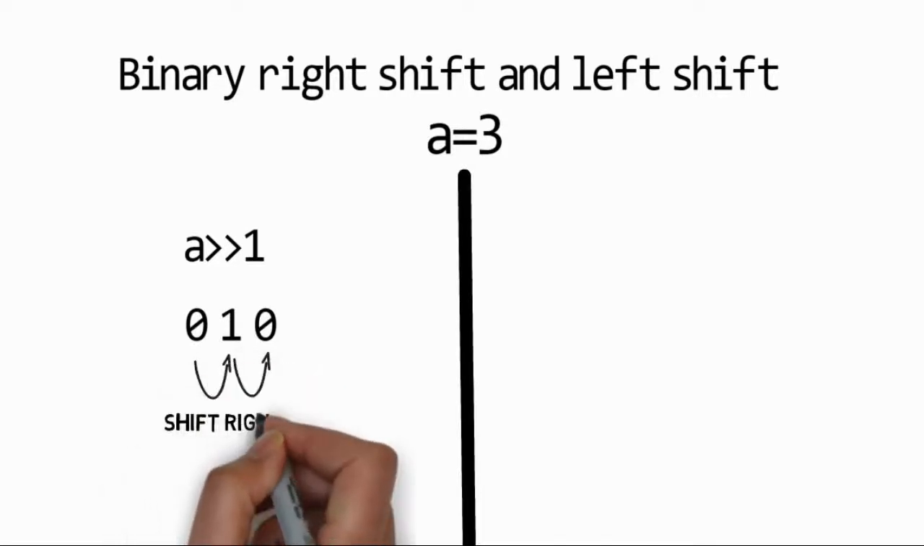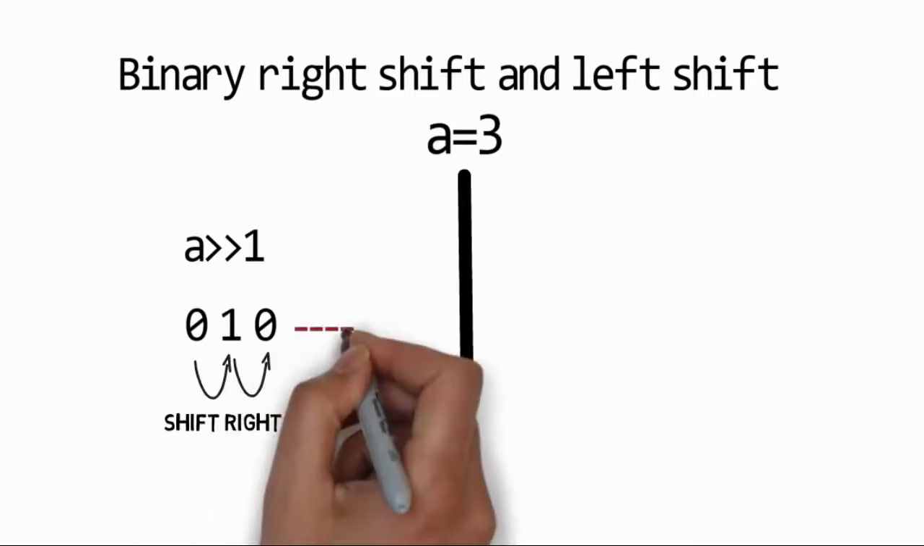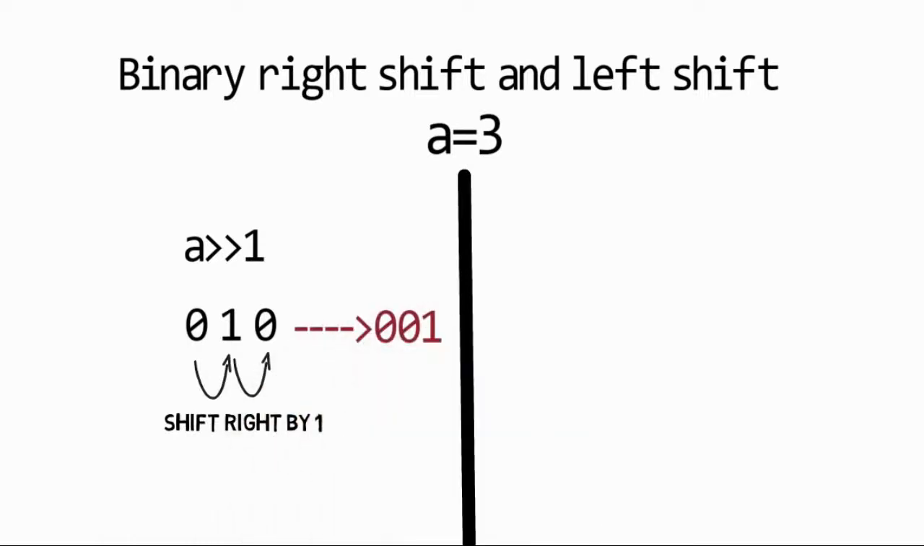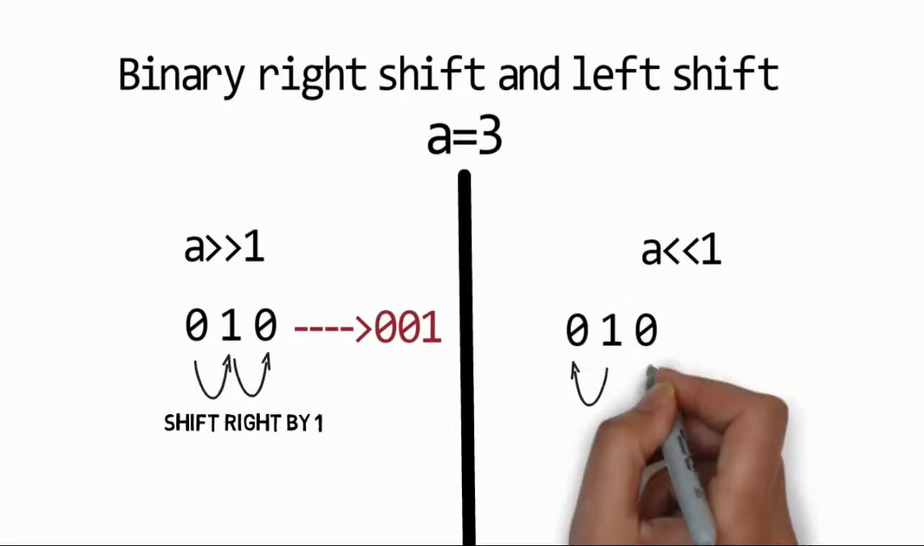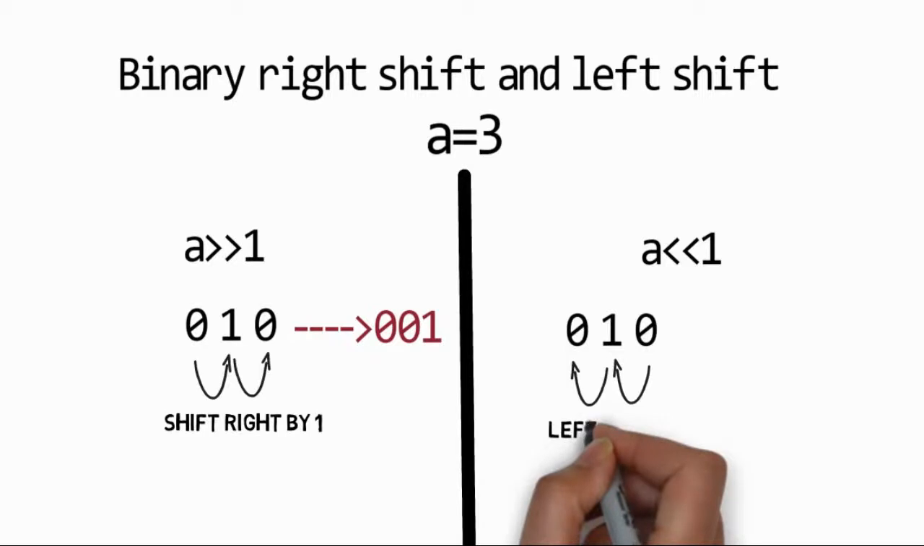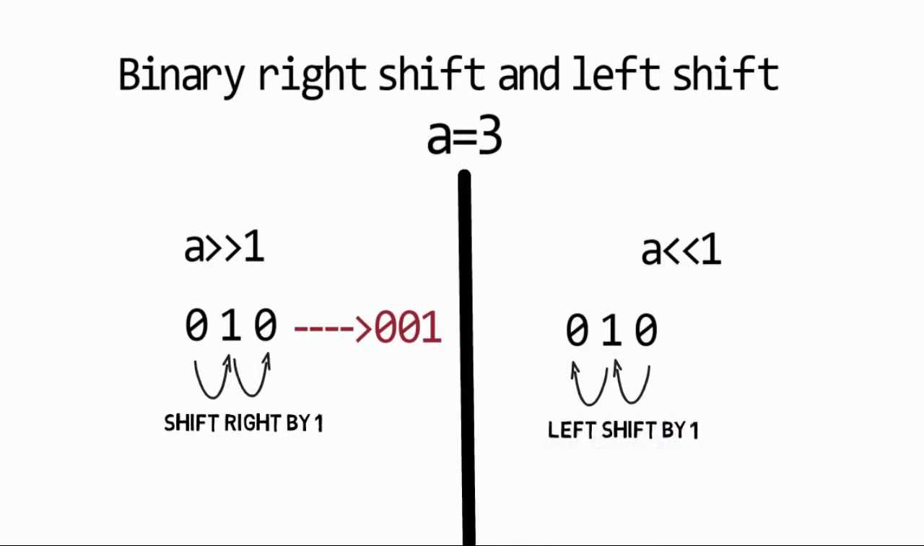So everything in binary representation is shifted to the right, which gives the decimal value 1. Now let's see about the left shift operator. A left shift 1: everything in binary representation is shifted toward the left by 1, so it gives the decimal value 4. We will see more about this in Jupyter Notebook.